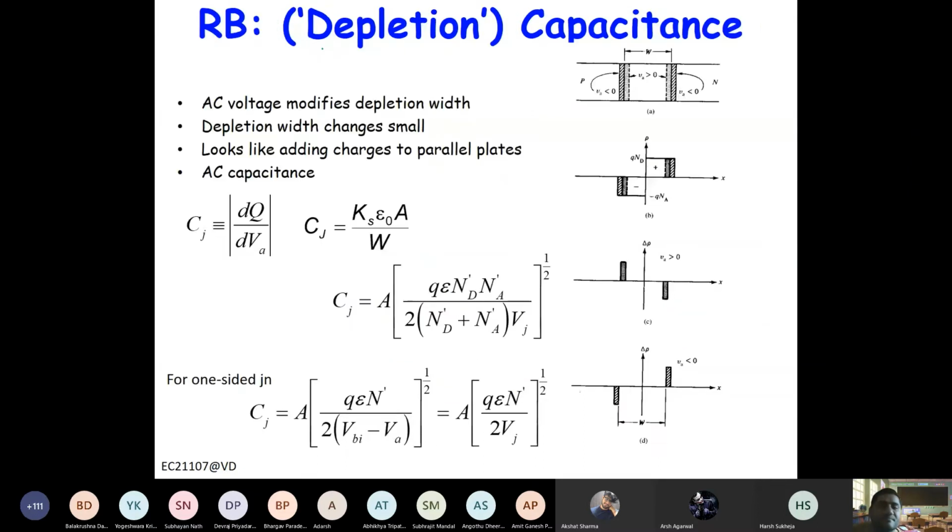Similarly, for the capacitance, you can define junction capacitance as Cj equals dq by dv. Of course you can differentiate the expression for Q, or you can just write what charge is added at the edge of this depletion region.